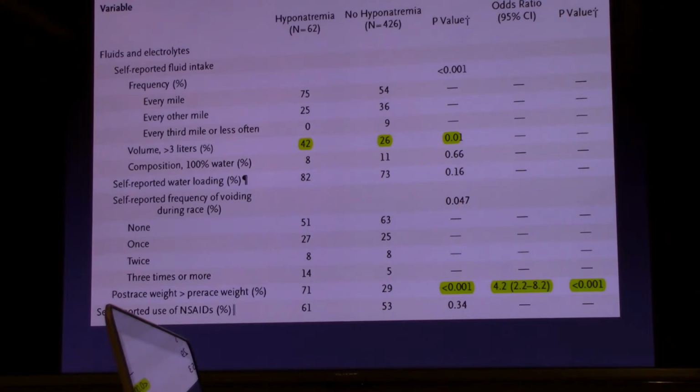This is just a continuation of the same table. They showed that volume consumption was a positive associator with hyponatremia, but this was found to be collinear with weight gain, so it was excluded from the multivariate analysis. And as you can see, weight gain is a significant risk factor in this case.